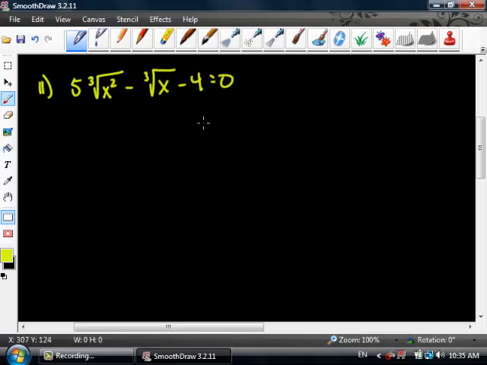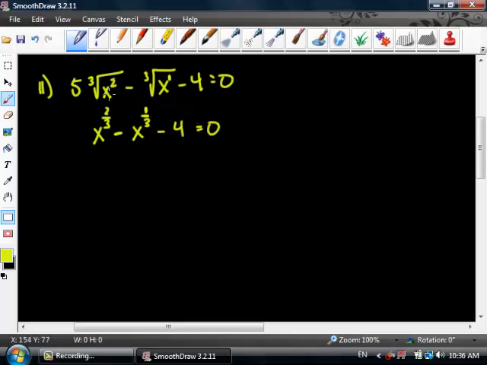Okay, the problem with this is that you're not used to seeing quadratic techniques when they're given to you in a radical. So you have to know to convert this radical into a fractional exponent. So this is really x to the power of 2 over the root of 3, right? And that's minus x to the power of 1, and to the root of 3. Equals 0.